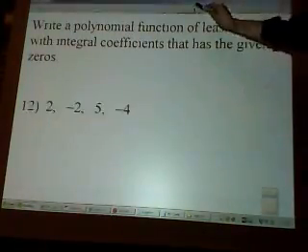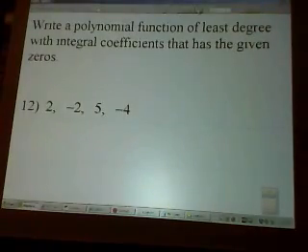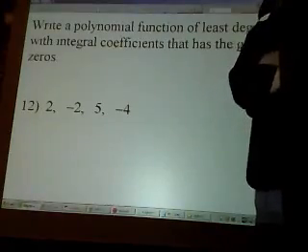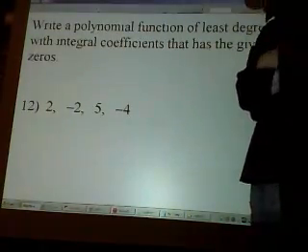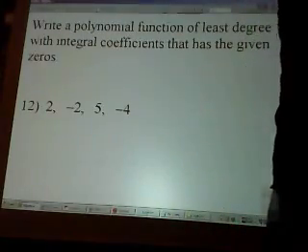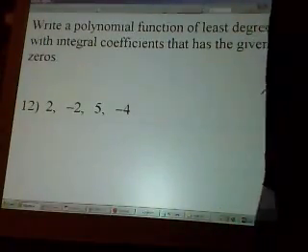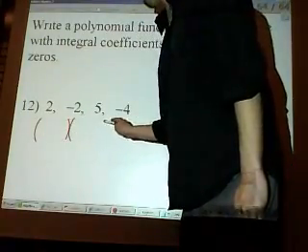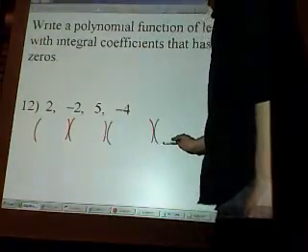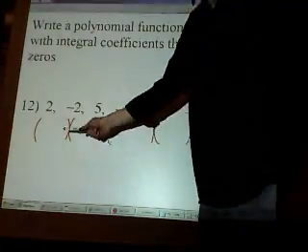Let's try one more and see if you guys get the hang of it, all right? So, number 12, all right? I'm going to wait for you guys to work this problem out, okay? Go ahead and press pause and try it. And let's go, all right? So, we're going to write our factors, okay? There's 4 zeros, so we're going to have 4 factors, right? So we have our 4 parentheses.